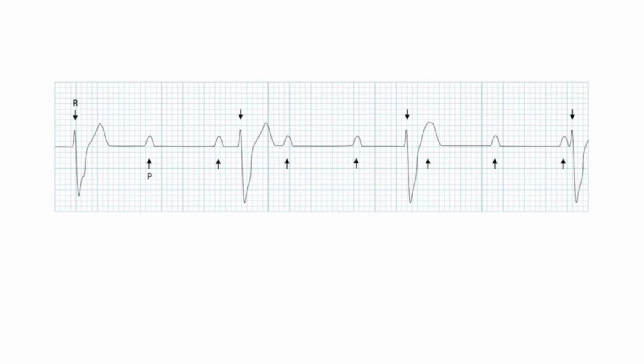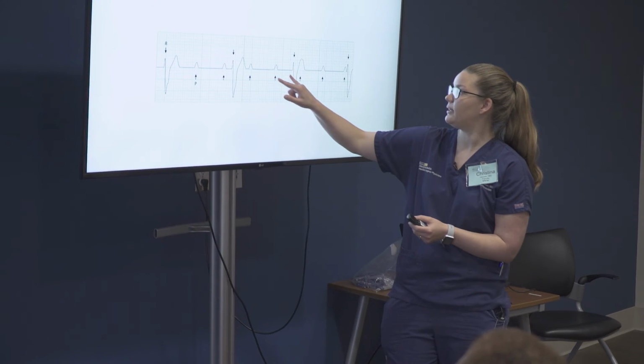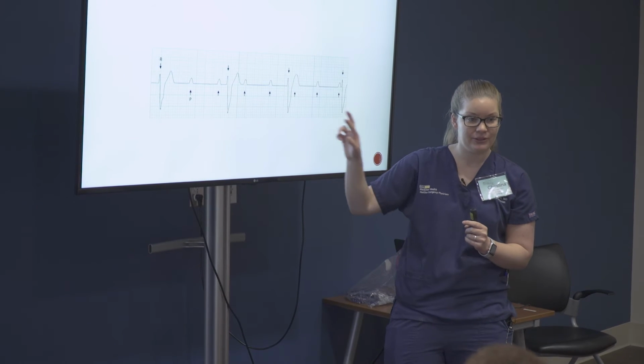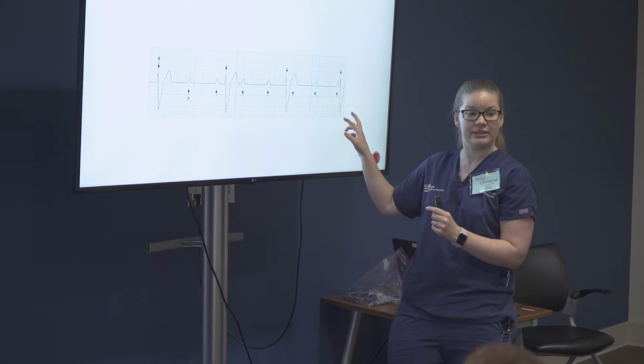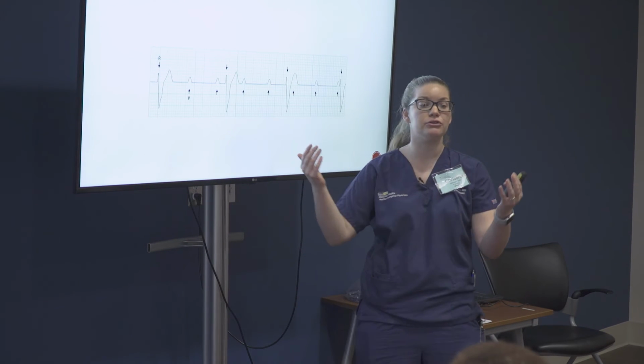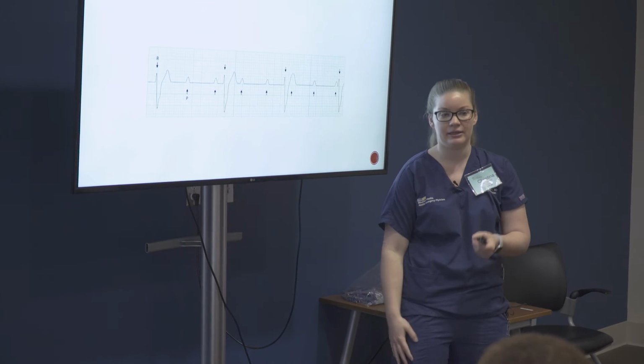Okay. The arrows are hopefully helping you march your beats here. Third degree block, perfect. Does everybody understand why? So your P waves are occurring at a set rate. If you were to mark 2 out on a piece of paper or with your calipers, you can march it down the strip and they'd be the same every time. And your QRS is occurring very randomly throughout. There's no association between your P wave and your QRS, making it a complete heart block.